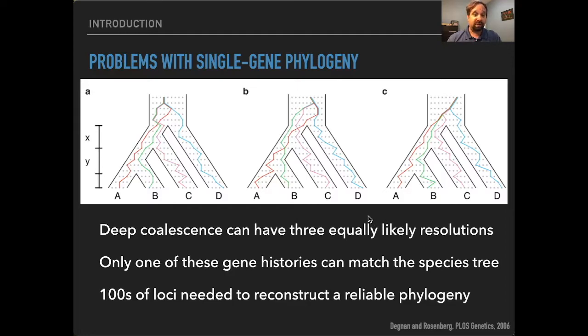Deep coalescence occurs when gene copies from different species, shown here as the thin colored lines, coalesce differently than the species phylogeny, which is shown by the open bars. In the gene history on the left, the gene copy from species A in red coalesces with the gene copy from species D in blue, rather than coalescing with its sister species B in green.